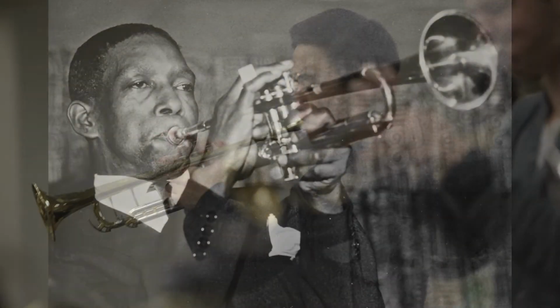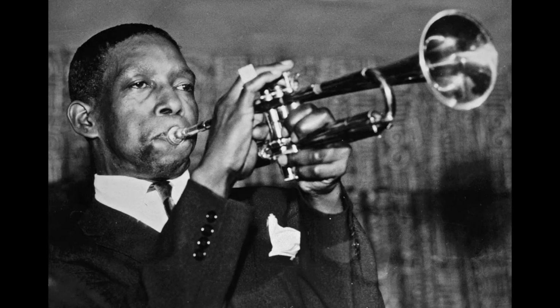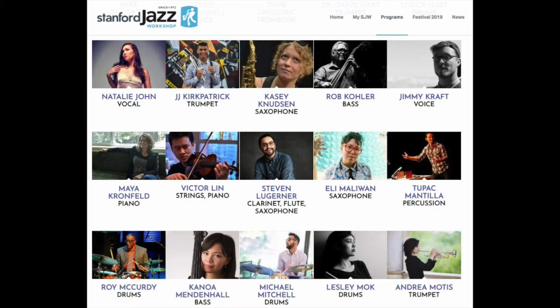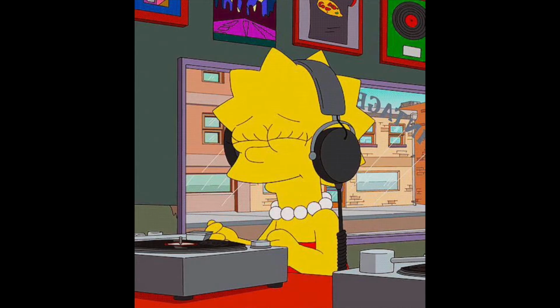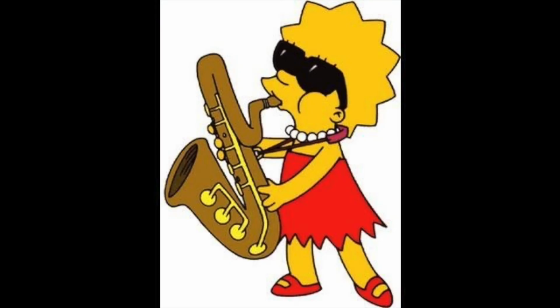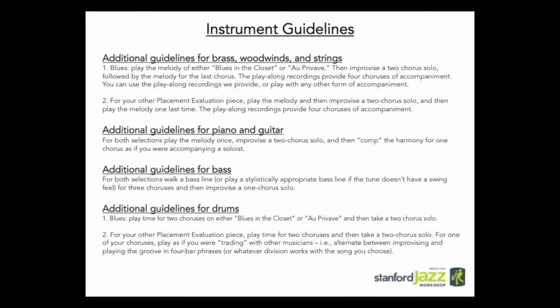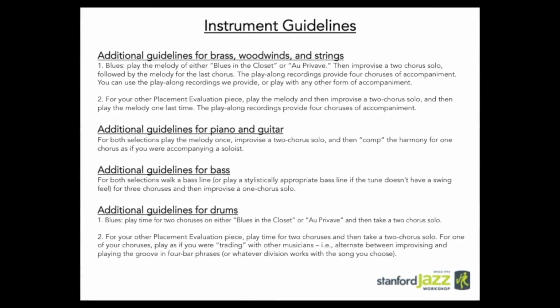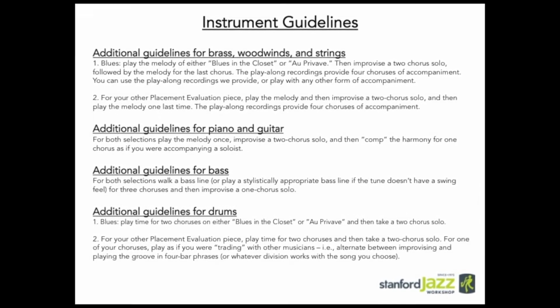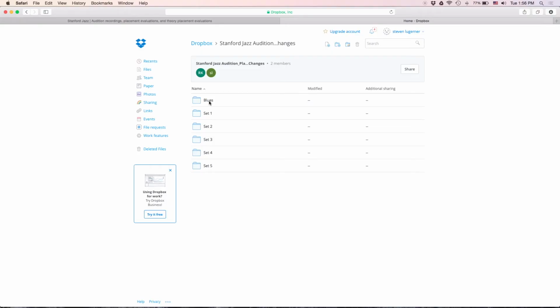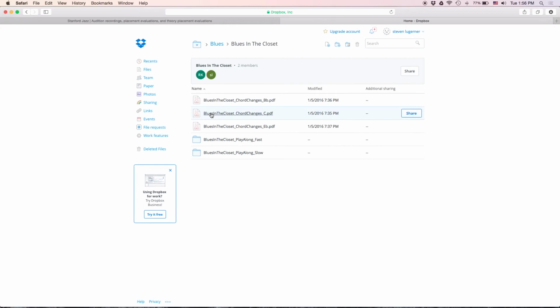The written excerpts are based on famous jazz solos or composed by SJW faculty. Listen to the original recordings when available, and do your best when it comes to execution of the written excerpt. Pay close attention to the notes, rhythms, and articulations. Please also take some time to read through the instrument-specific guidelines, as we ask different instrument families to record different techniques. Before you start recording, you'll need to download our play-along tracks from our website.